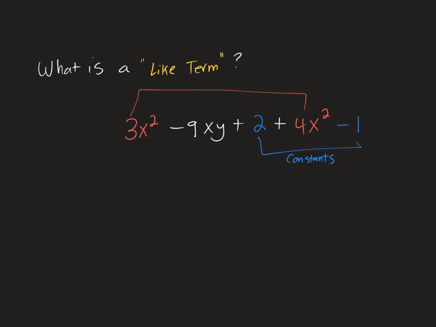So 3x squared and 4x squared actually make 7x squares. There are 7 things called x squares. There were 3 of them there and 4 of them there. And then the 9xy, there's nothing with it, right? There's no other xy's, so we still just have those negative xy's. And then 2 and negative 1 make positive 1. So it's a positive 1 as our constant.